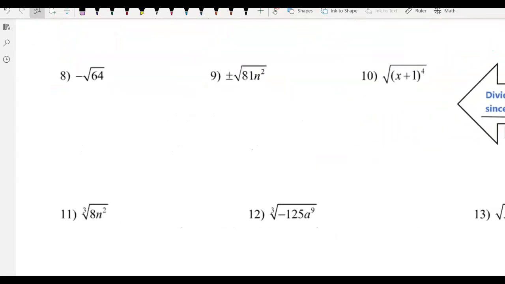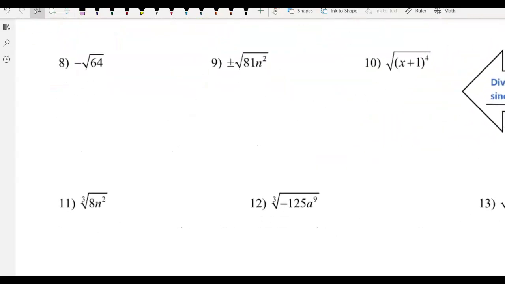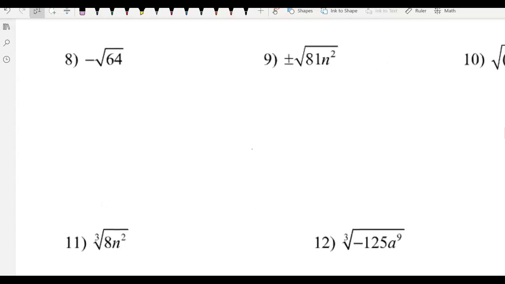What happens if there is a negative in the front? Guys, if there's a negative 1 in the front, it's similar to saying there's a negative 1 times square root of 64. We should know 64 is a perfect square number. Square root of 64 is? Negative 1 times 8 is? Negative 8. Box it up.